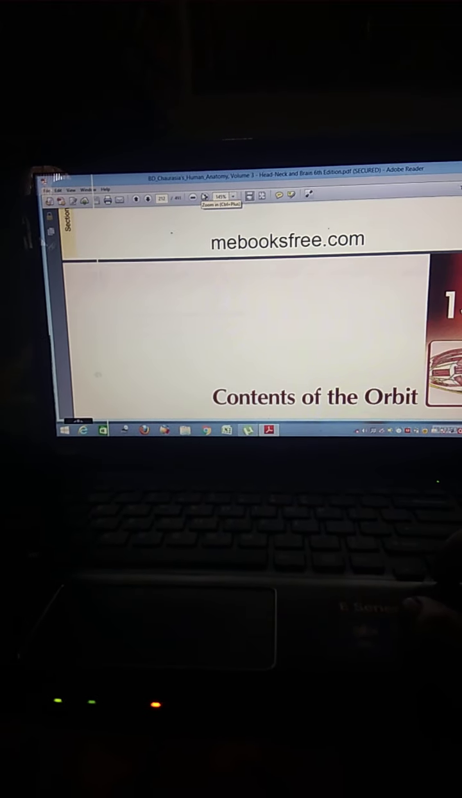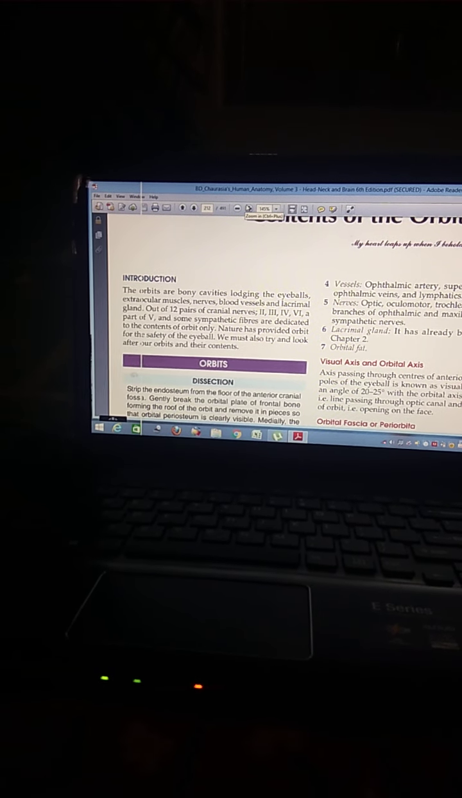Now our new topic is the contents of the orbit. Introduction: the orbits are bony cavities lodging the eyeballs and the extraocular muscles, nerves, blood vessels, and lacrimal gland. Out of 12 pairs of cranial nerves, 2, 3, 4, 6, a part of 5, and some sympathetic fibers are dedicated to the contents of the orbit only.